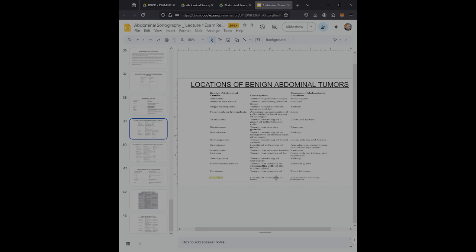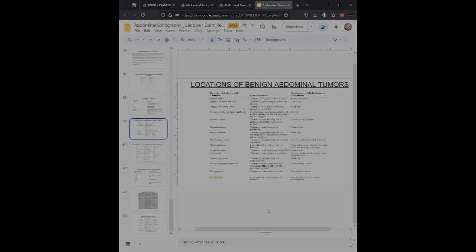Pheochromocytomas are tumors that consist of chromaffin cells of the adrenal gland. These are seen in the adrenal gland. Teratomas are tumors that consist of all germ layers. These germ layers are the endoderm, the ectoderm, and the mesoderm. So I'll just repeat: the ectoderm, the mesoderm, and the endoderm, and they are commonly seen in testicles and ovaries.